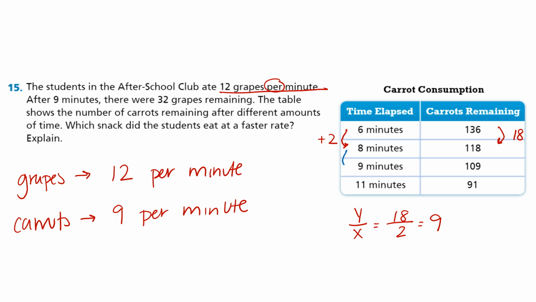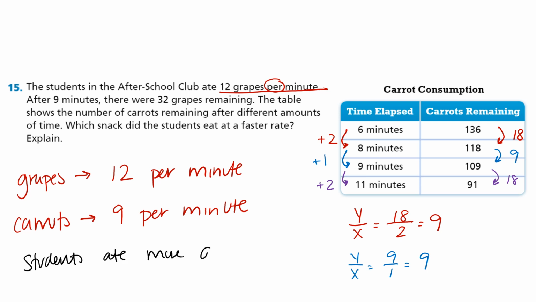8 to 9 is 1 minute. 118 to 109 is 9 minutes. So that fraction would be 9 divided by 1, which is also 9. And then it goes back to 2 minutes and a value of 18. So again, 18 divided by 2 is 9. 9 carrots per minute. So which snack did the students eat at a faster rate? The students ate more grapes per minute.